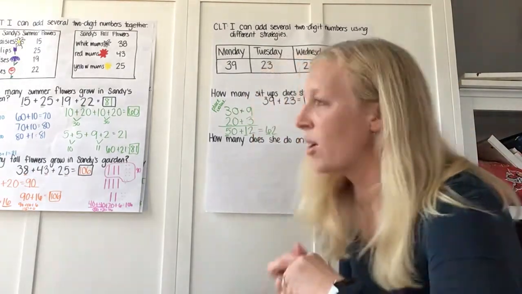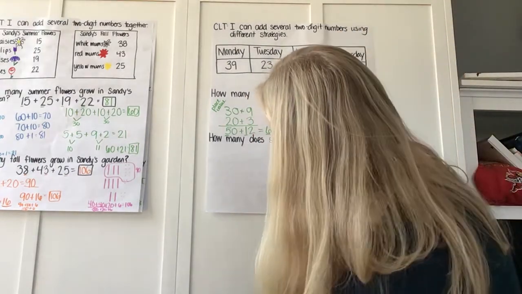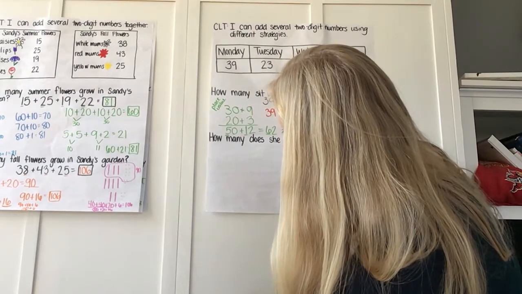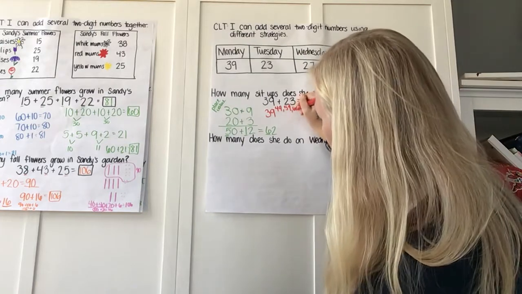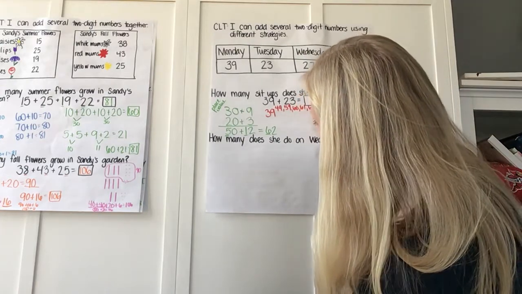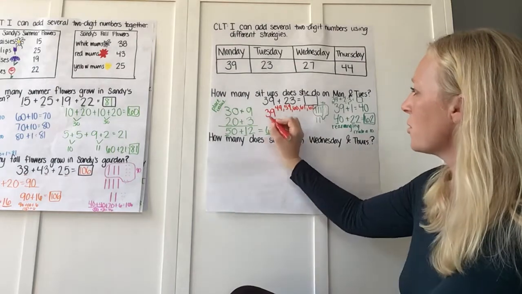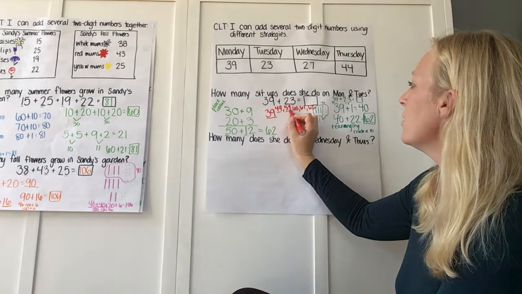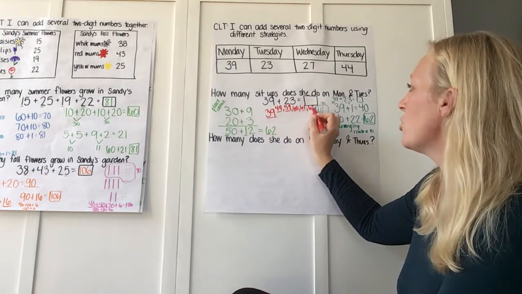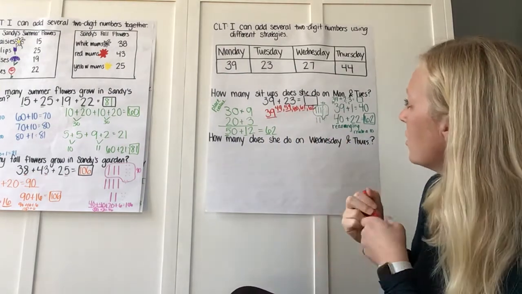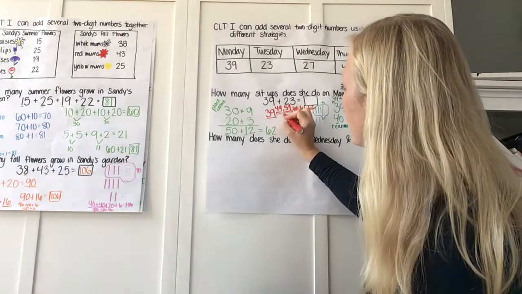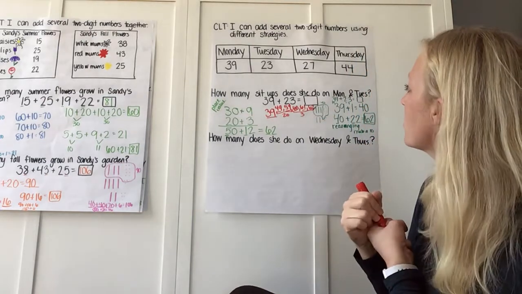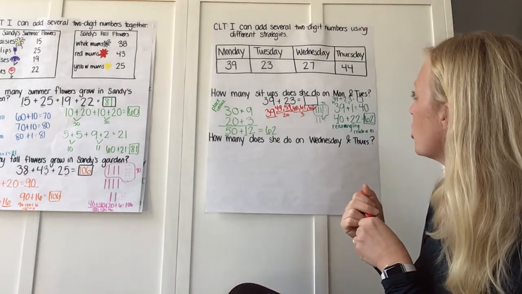But there's one more. Talk to me about what you did here, my friend. 39, and you said 49, 59, 60, 61, 62. So tell me, I see where your 39 is, but where's your 23? 10, 20, 21, 22, 23. So when you start counting by ones, that's when you have, there's your 20, and there's your ones, your 3 ones. So how many sit-ups does she do on Monday and Tuesday?